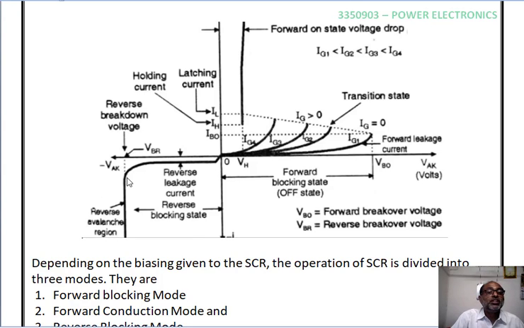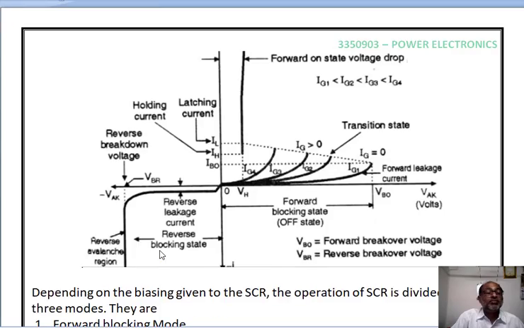Now due to this avalanche breakdown of junctions J1 and J3, a very high reverse current passes through this SCR. This high reverse current increases the loss, and due to this loss it produces more heat. Due to this heat, it may permanently damage the SCR. So this is the first way to understand the working principle of the SCR.